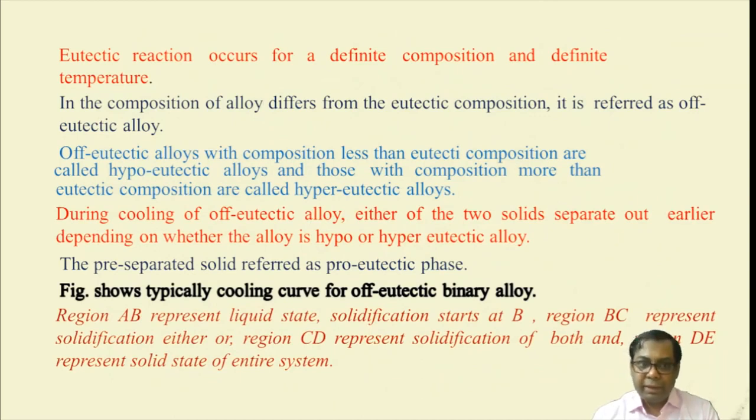I have explained it over here: eutectic alloys with composition less than the eutectic composition are called hypoeutectic alloys, and those with composition more than the eutectic composition are called hypereutectic alloys. Now some of them are pre-separated before the complete solidification of the state. They are called proeutectic solid 1 or proeutectic solid 2, just like that.